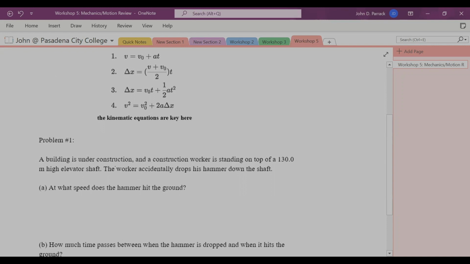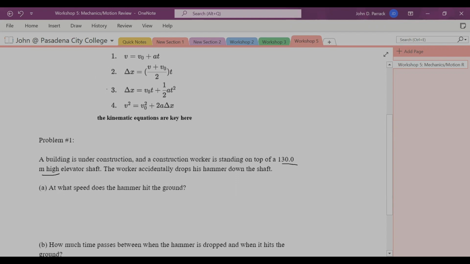So a building is under construction, okay? A construction worker is standing on top of a 130-meter high elevator shaft. So there's some height, right? And we drop the hammer from the top of that height. So we could say that Y initial is equal to 130 meters, or we could say that the height of the building, H, is equal to 130 meters.